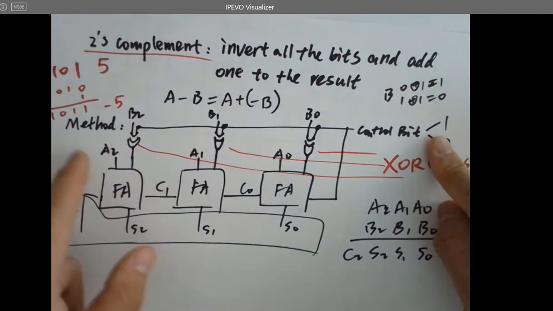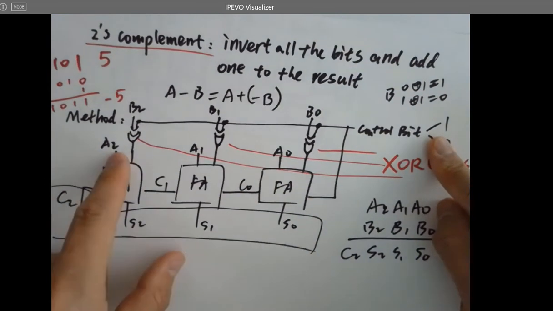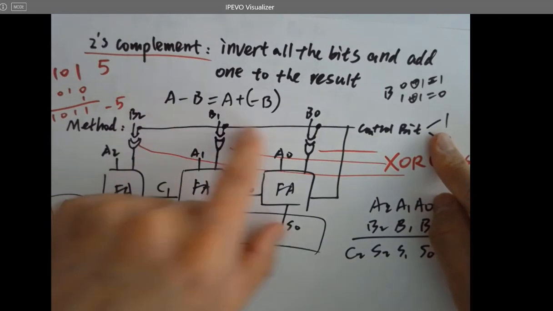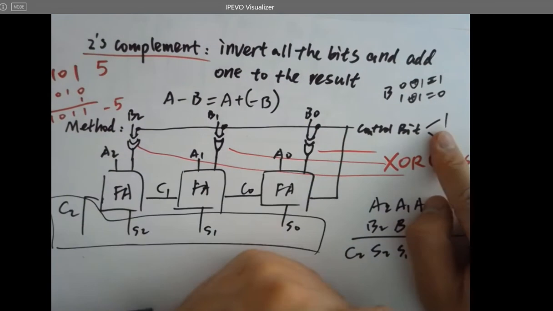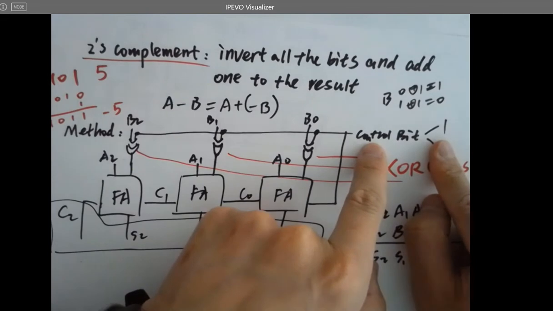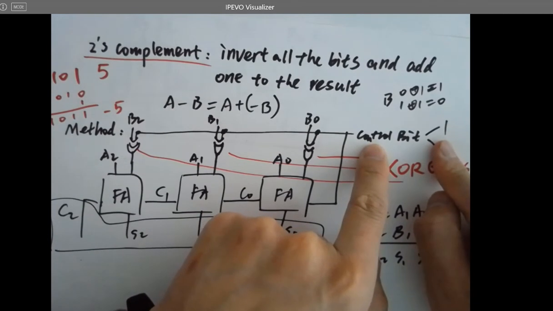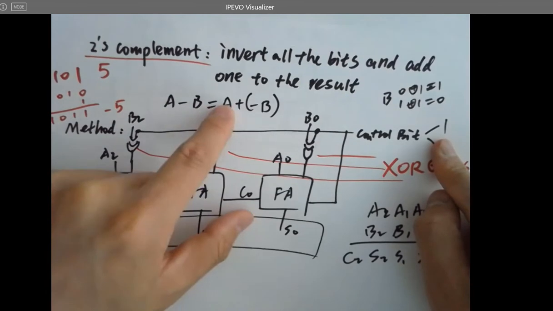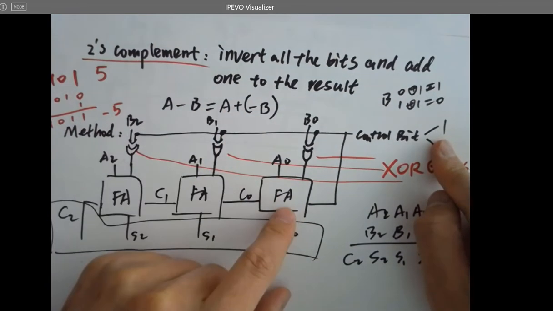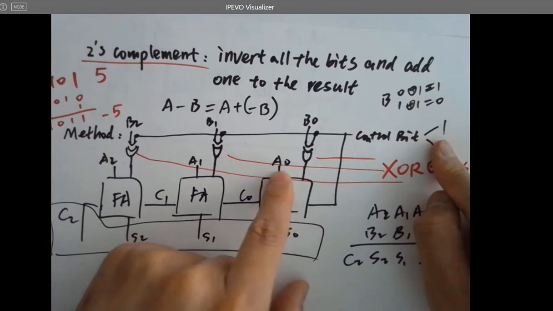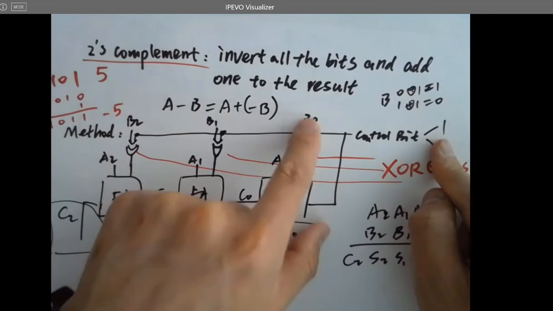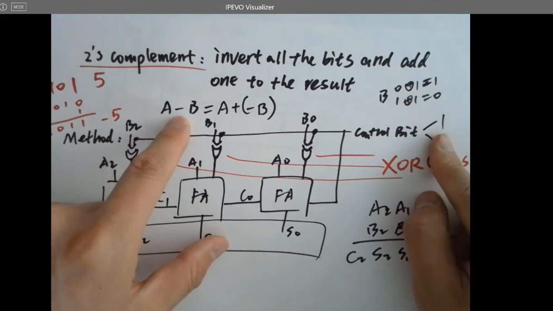Okay, so this circuit is actually doing a subtraction. It's A2, A1, A0 minus B2, B1, B0, if we give a 1 to the control bit. That's a subtractor. Because it's doing A plus... You cannot change the full adder. The full adder is always adding these 2 numbers. So it's actually doing A plus minus B, which is exactly A minus B.